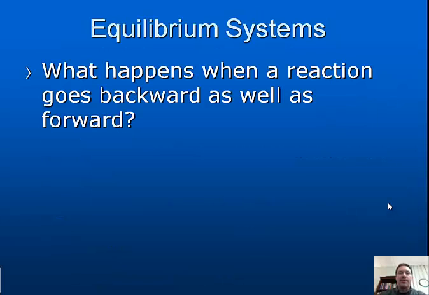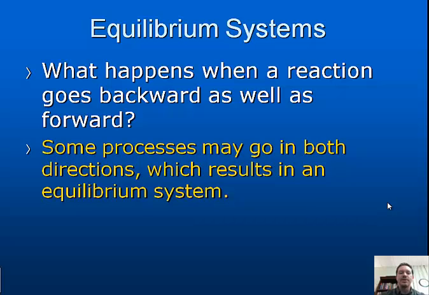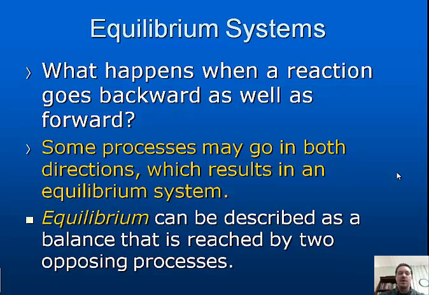Alright, we've got equilibrium systems next. So what happens when a reaction goes backward as well as forward? Some processes may go in both directions, which results in an equilibrium system. So not all reactions just go one direction. These reactants react, you get your products. They can go from your products to your reactants. And we call this equilibrium. This can be described as the balance that is reached by two opposing processes.